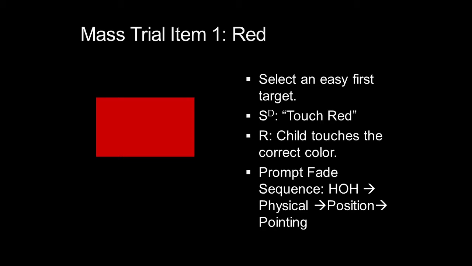Our SD today is touch color, for example, touch red. We could have used other SDs such as give color or just color, for example, red, but the desired SD is touch. Sometimes when a child has difficulty discriminating language, we remove the command from the SD. The required response matches the instruction. In this program, it is touch. Our prompt fade sequence is hand over hand, to physical assistance, to position prompting, to pointing. The preferred prompt method today for this program is pointing.